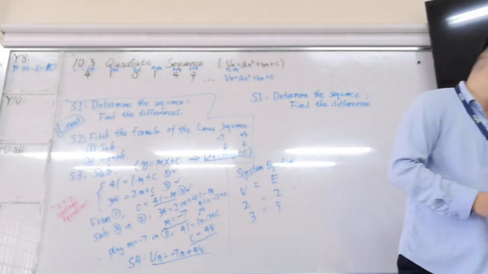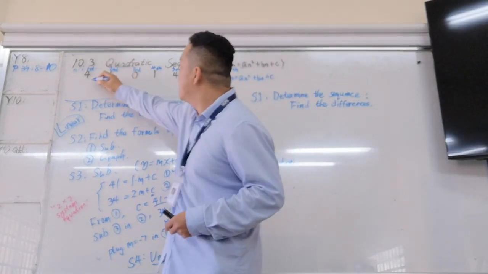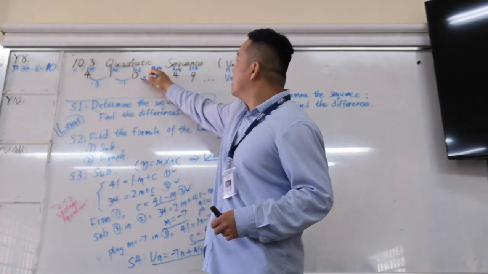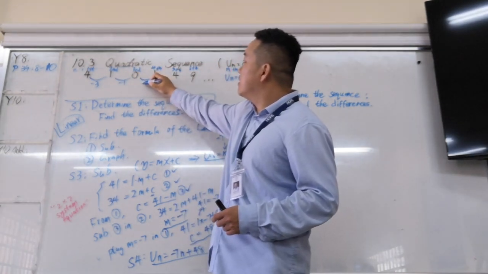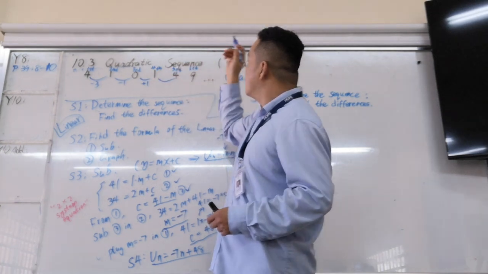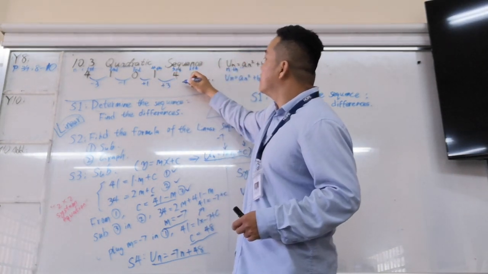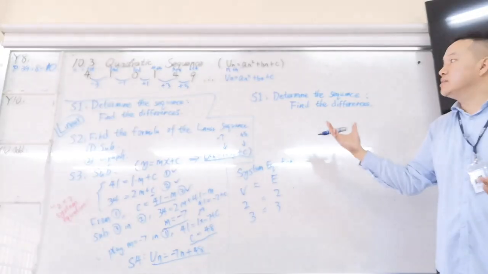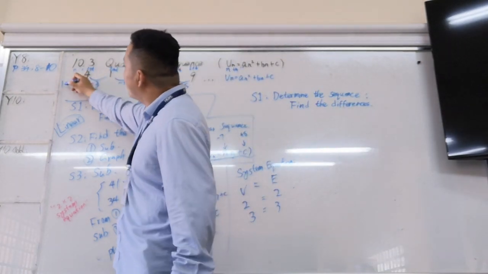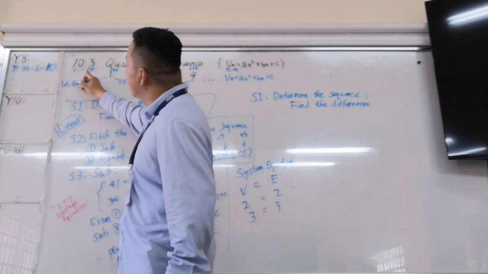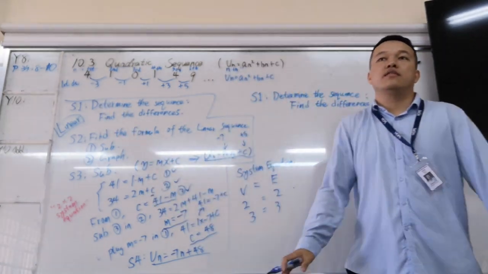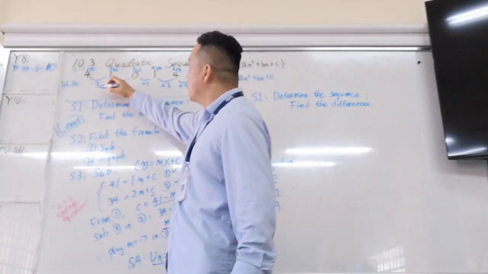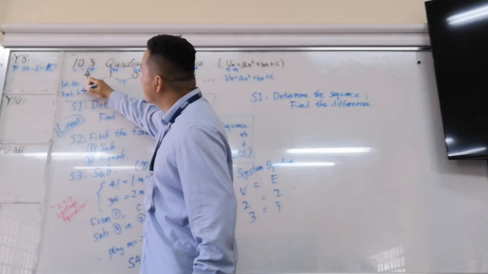Okay, let's find the difference together. Tell me the number, Lotus. Negative 1, plus 3, plus 5. Okay, good, good. Now, you see, the first differences, first Ds, they are not the same. They're not the same. What do we do? Find the second difference. Second Ds.